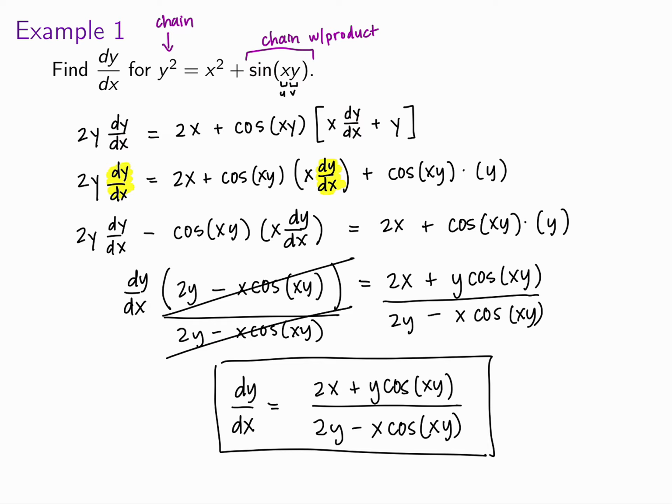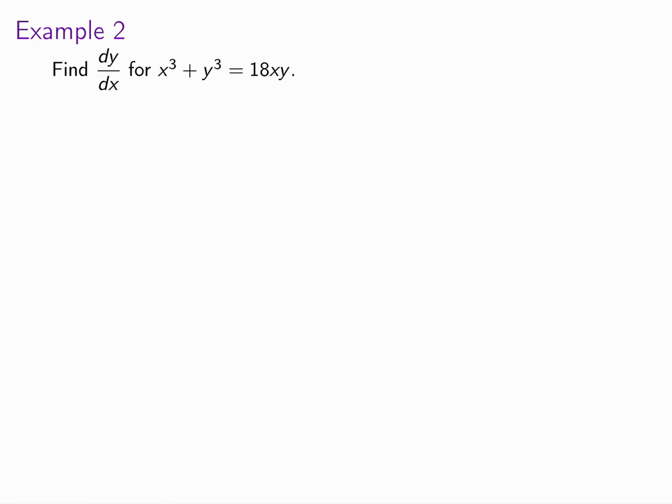All right, let's move to another example. Let's find dy/dx for x cubed plus y cubed equals 18xy. Again, I'm going to think about what I'll need to do before I get started. Seeing this y cubed, I will need a chain rule here because remember y is a function. So y is the inside and the cubed is part of the outside function.